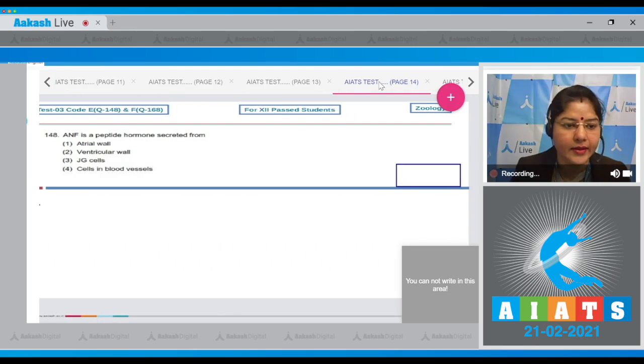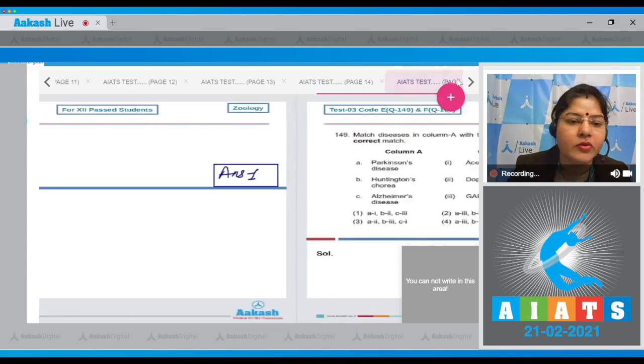Question number 148. ANF is a peptide hormone secreted from, and the options given are atrial wall, ventricular wall, JG cells, and cells in blood vessels. ANF is released from the atrial wall in response to high blood pressure, and its function is to decrease blood pressure. ANF decreases blood pressure in two ways: by causing vasodilation and by causing natriuresis. So the correct answer to this question is option number 1. Let's move on to the next question.